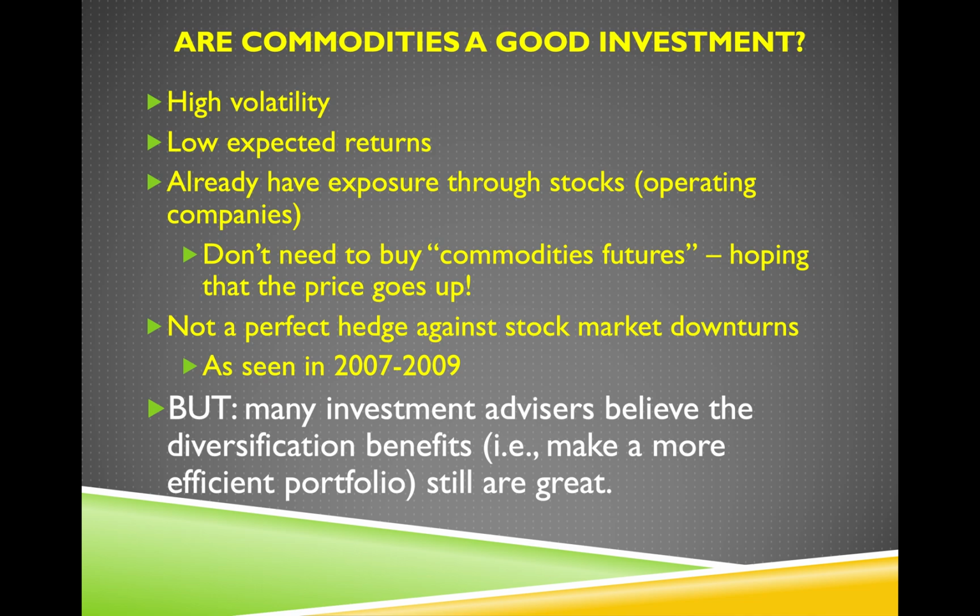For example, you're going to own a mining company that mines different metals. You're going to own ExxonMobil stock as part of an index fund. So you already have exposure to some degree to commodities, for example. And as we've seen, they're not a perfect hedge against stock market downturns, certainly not back in 2007 to 2009.